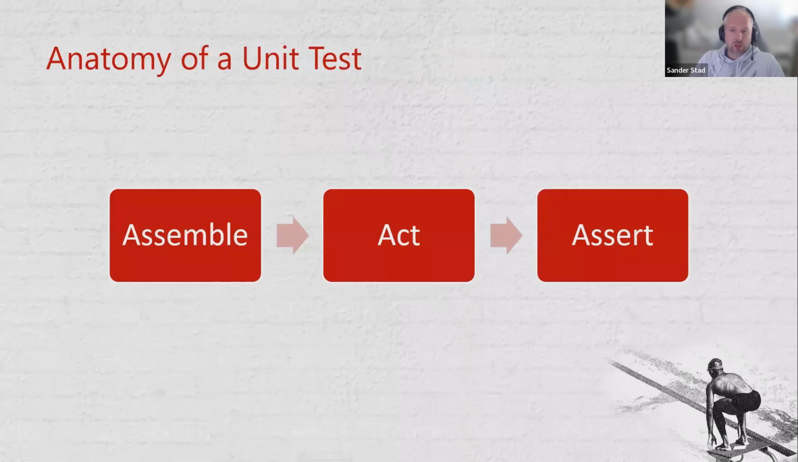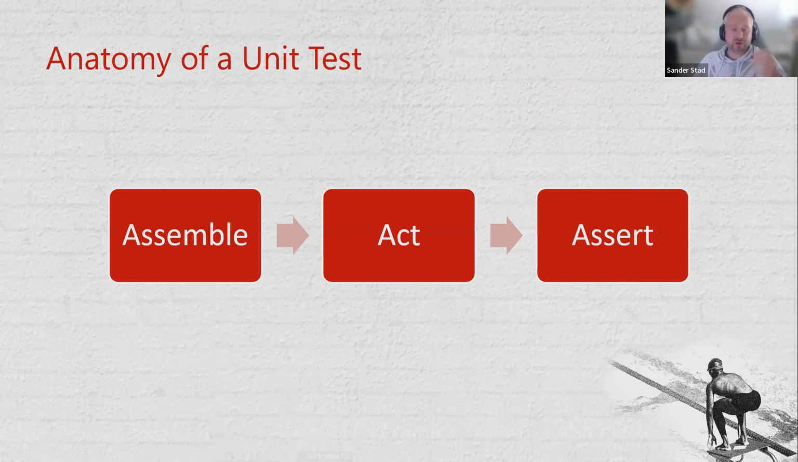If we go and look at the anatomy of a unit test, it normally consists of three different elements. It's the assemble, the act, and the assert part. In the assemble part, we assemble all the parts that we need to do our test, like declare variables, executing some commands that retrieve values. In the act part, we go into executing the piece of code that we want to test. So that's where we actually run that piece of code.